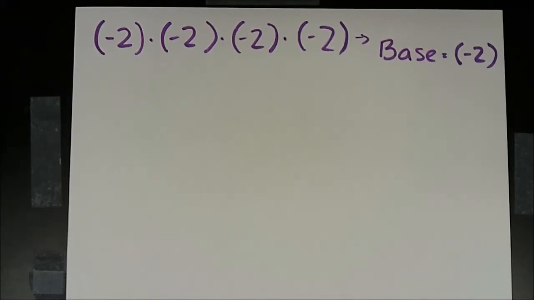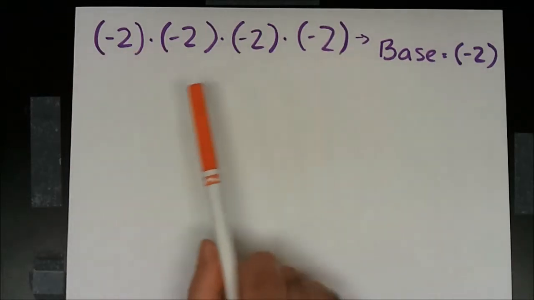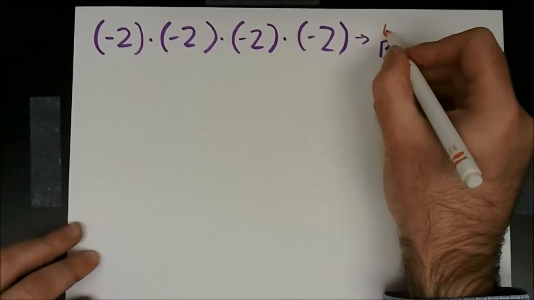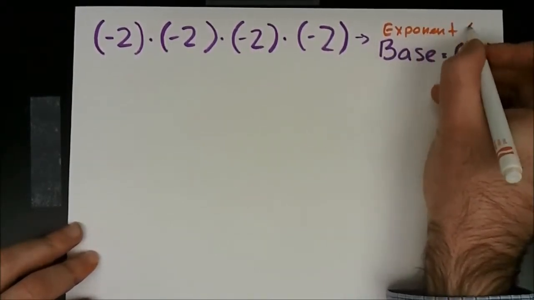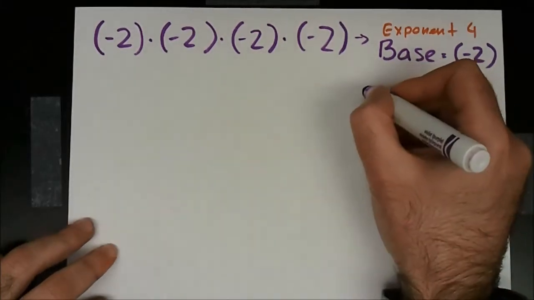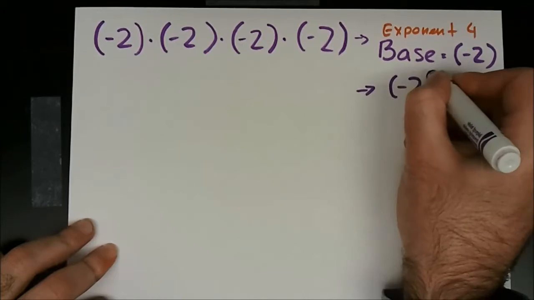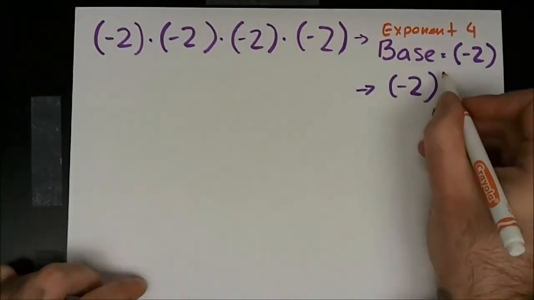Now remember, the exponent simply tells you how many times you multiply the base against itself. Base is -2. I have all -2s, and I'm multiplying 1, 2, 3, 4 of them against each other. So if you said 4, you're absolutely correct. And this would look like an exponential form as such. -2, all taken to the 4th power.